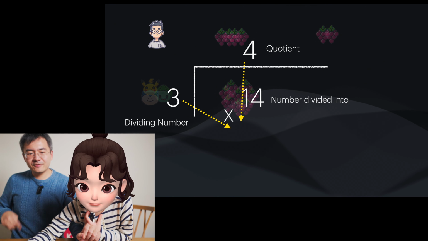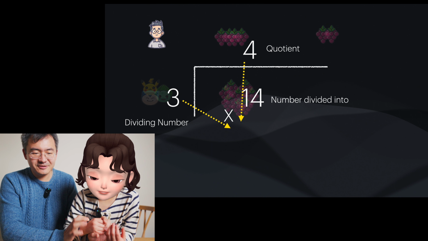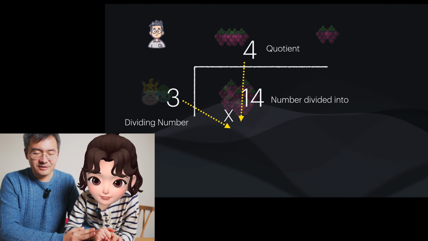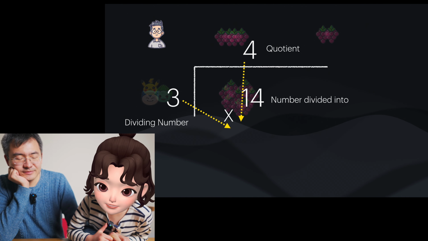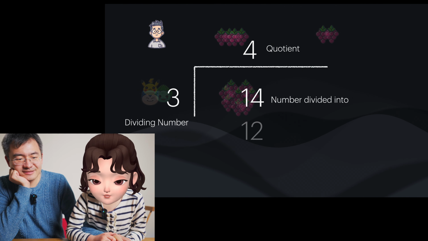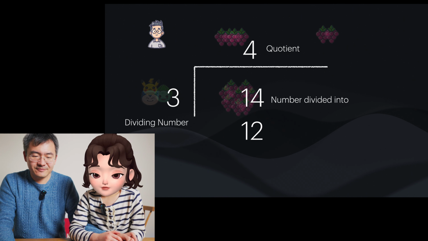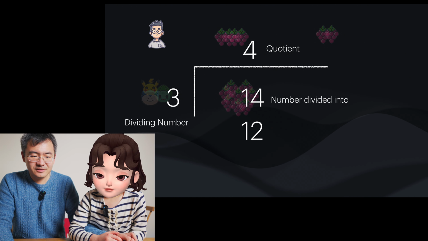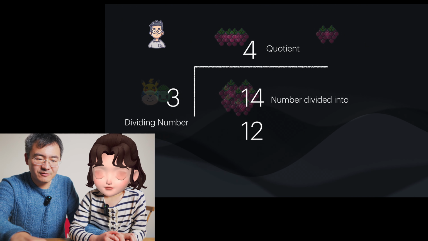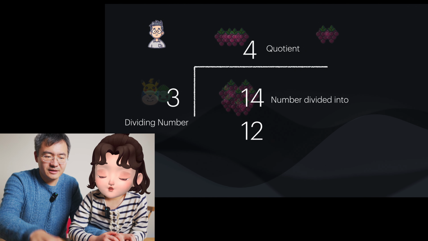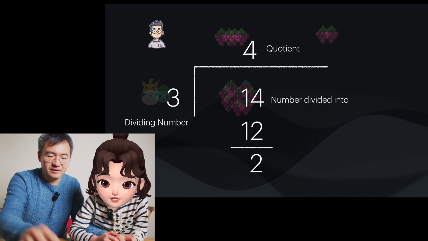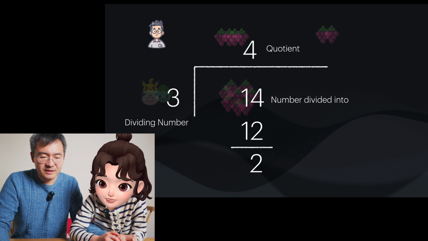Quotient. And then the remainder is... Wait. Before calculating the remainder, we need to do a multiplication. 4 times 3 is 12. Okay, so we got 12. So we plan to hand over 4 fruits to each Pokemon, and then we have 3 Pokemon altogether. We will need 12.